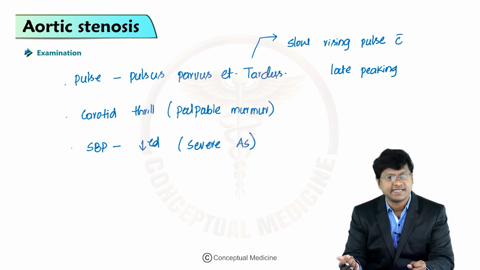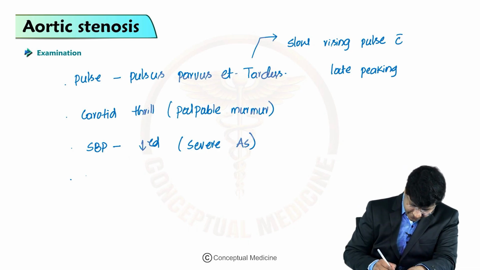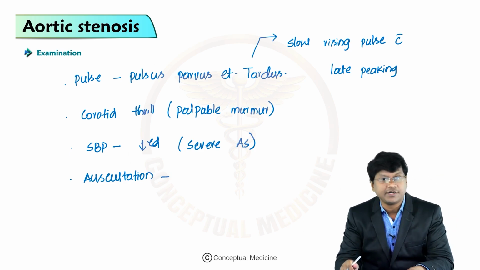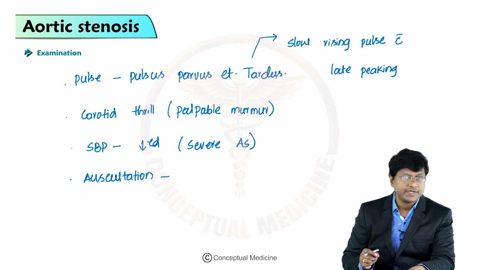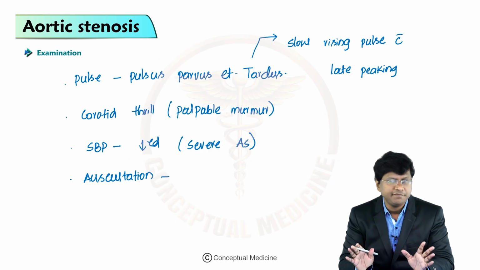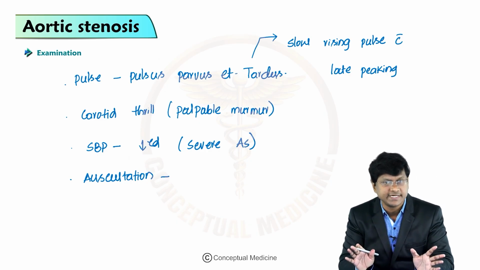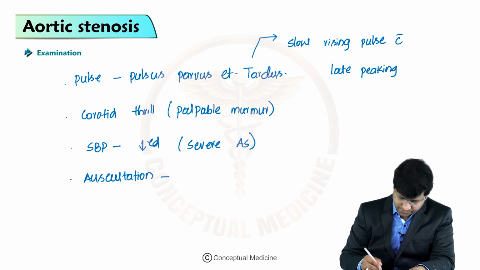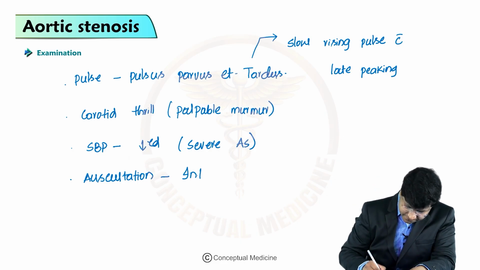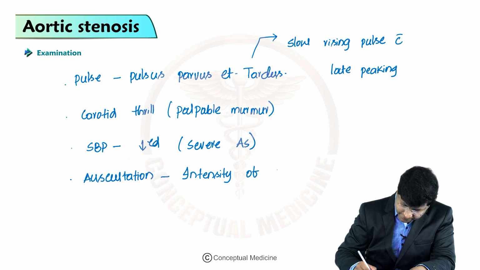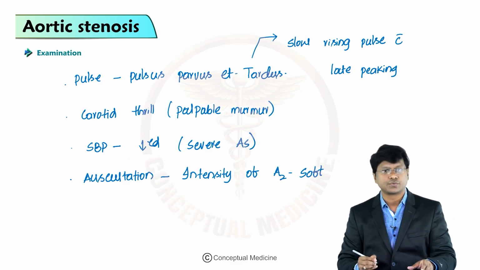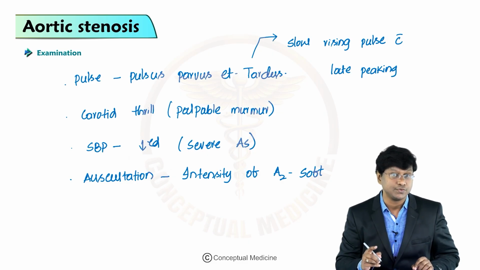Then you take the systemic examination. Very important is the auscultation. If you auscultate, the first heart sound is more or less normal, it doesn't get affected. But if you take the second heart sound, the intensity of the A2 will be reduced. So there will be a soft A2.